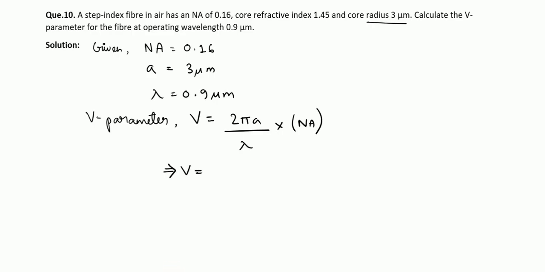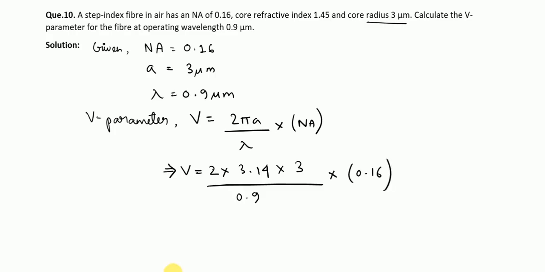So V equals 2 into pi, which is 3.14, times a, which is given as 3 micrometers, divided by 0.9 micrometers. We don't need to convert as both of them are in micrometers. Right. Multiplied by 0.16, which is the numerical aperture.